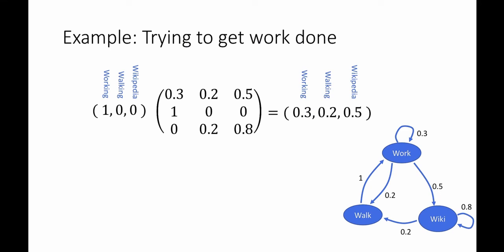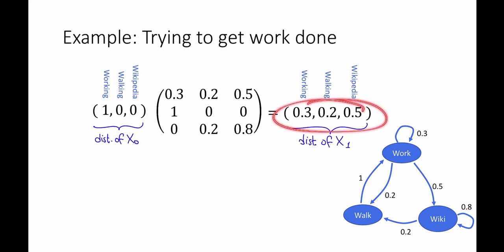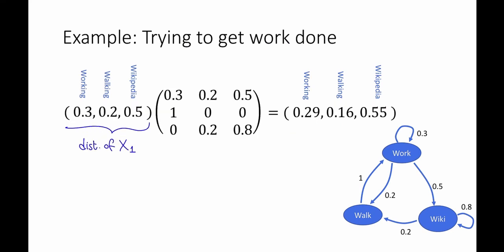To see how we might use this, let's assume that this is the distribution of x naught. That is, with probability 1, I'm going to start working at time 0. Now I multiply this vector by my transition matrix and I get some other vector, which is the distribution of x1. That is, this is the probability distribution on my activities after one time step. We can do it again, putting the distribution for x1 over here, and get the distribution for x2.